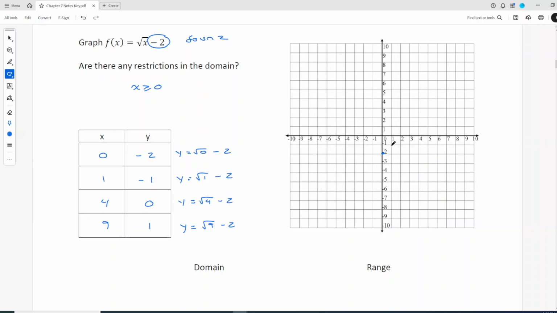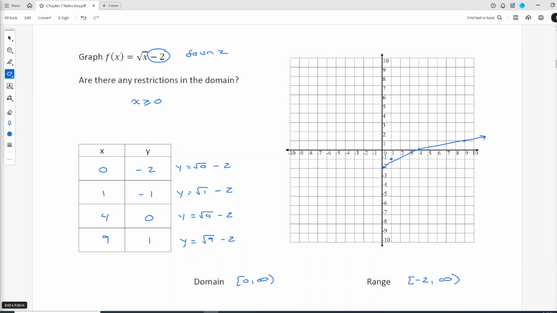When x is 1, y is negative 1. When x is 4, y is 0. When x is 9, y is 1. And then I connect the dots. Same shape as I had before, just moved down 2. Has the domain changed? Nope, it's still 0 to infinity. Has the range changed? Yep, it's starting at negative 2 and going to infinity.